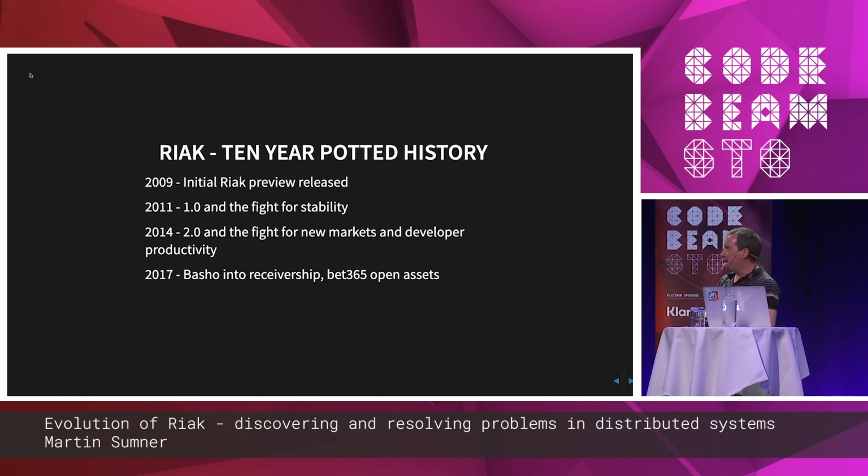The aim there was to broaden the scope of people that would use Riak and take it on. Unfortunately, things didn't quite work out as expected, and I won't repeat too much of what Nick said in his talk. Ultimately, sadly, in 2017, Basho went into receivership. But Bet365, one of the biggest customers of Riak, and also the one with the deepest pockets, very kindly bought the assets off the receiver and open sourced them, so we can continue to use it today.